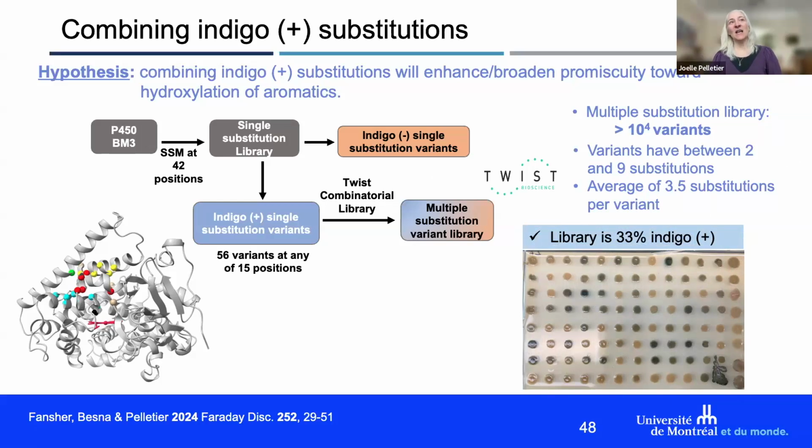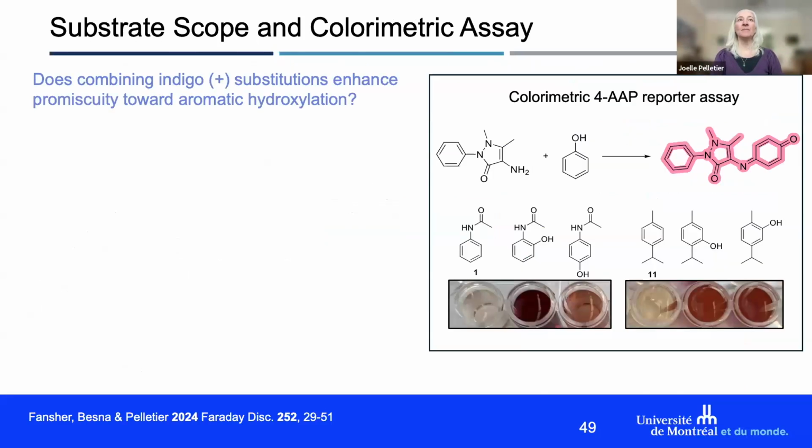So now the question is, if you take multiple indigo positive substitutions, combine them, some of them give indigo positive phenotype, some don't, but they're all based on the indigo positive substitutions. How will this pan out with respect to expanding promiscuity? So again, we're back with our colorimetric assay to reveal aromatic hydroxylation. Does the combination of these substitutions enhance aromatic hydroxylation?